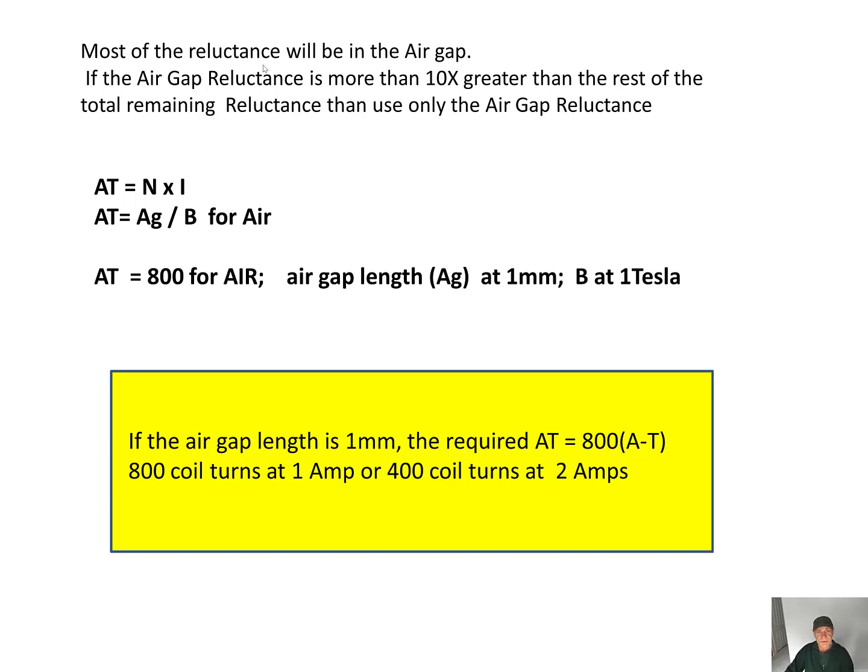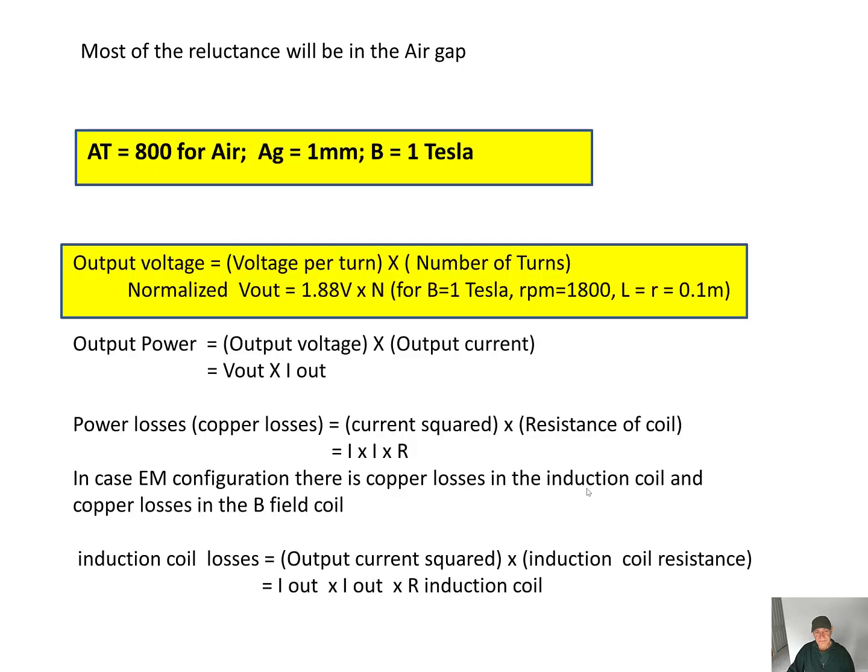Most of the reluctance will be in the air gap. If the air gap reluctance is more than 10 times greater than the rest of the total remaining reluctance, then use only the air gap reluctance as a good approximation. The ampere turns for air is 800, that's for an air gap of 1 millimeter and the flux density at 1 Tesla. If the air gap length is 1 millimeter, the required ampere turn is 800 ampere turns: 800 coil turns at 1 amp or 400 coil turns at 2 amps. Most of the reluctance will be in the air gap.